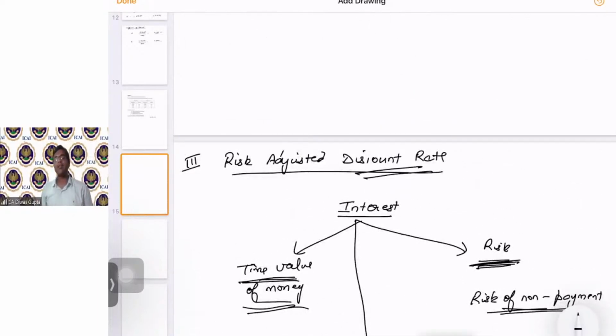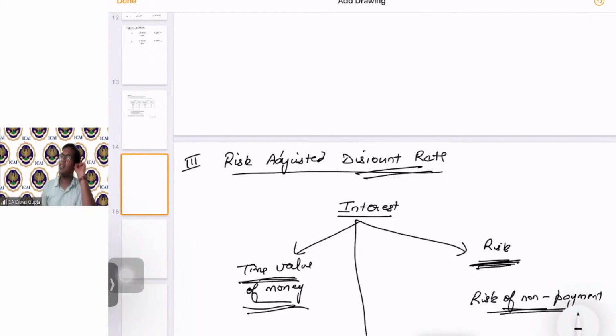So what is the concept of risk adjusted discount rate? The risk adjusted discount rate says that whenever you encounter a project which is very risky, which is very high on risk, that means it has a higher standard deviation, it has a higher variance, you increase your discount rate also.